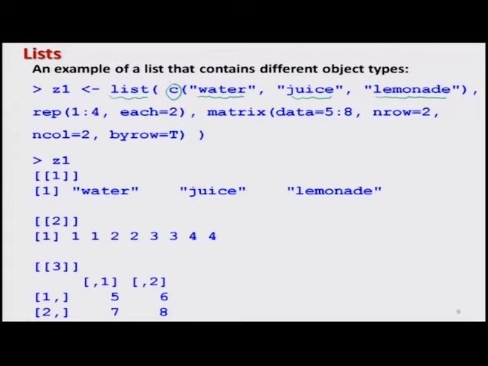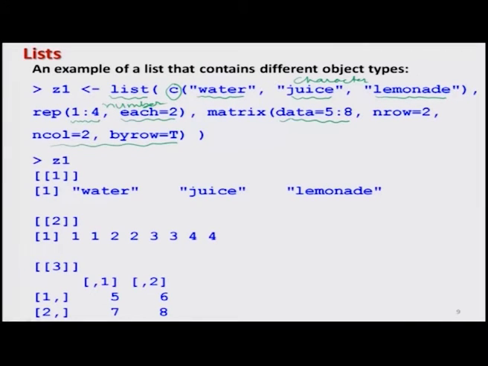Now, I create another element from the data set 1 to 4, that is 1, 2, 3, 4, and each is repeated 2 times. So, this is going to be a number. Here this is character and here this is number. Then I take the same matrix x 2 that we took earlier, a 2 by 2 matrix with the data 5, 6, 7, 8 in which the values are arranged in rows. So, now you can see that this list contains 3 types of objects: a character, a number, and then a matrix.